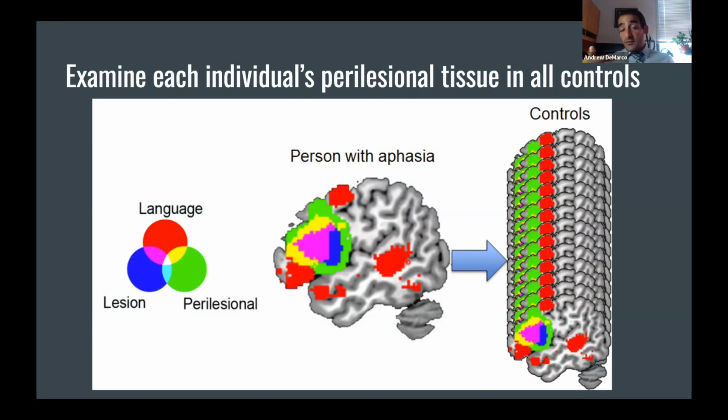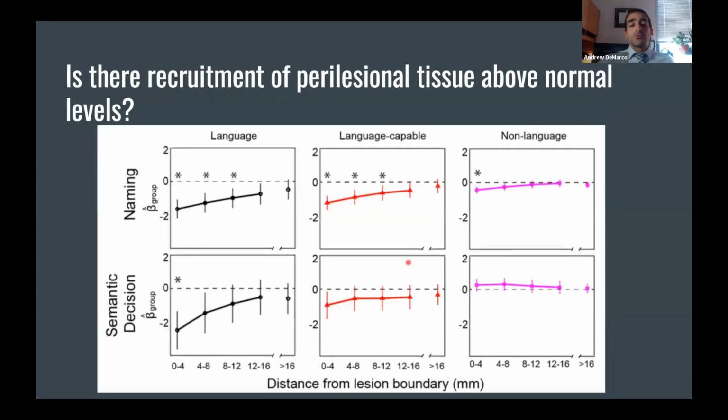And what we're going to do is estimate a large mixed effects model where we try to predict the amount of activity observed at that intersection of mask type and group type, and see, is there a difference in activation in patients versus controls, for instance, in the language tissue when it's perilesional 0 to 4 millimeters, or in the language tissue when it's perilesional 4 to 8 millimeters from the lesion boundary. And we'll do that same thing in the language capable tissue and also the non-language tissue. And so we'll jump right to those results.